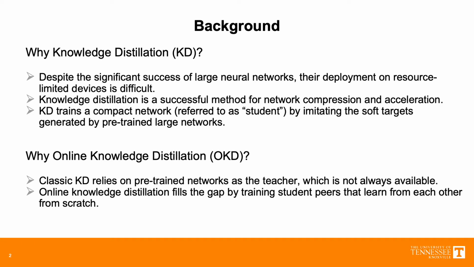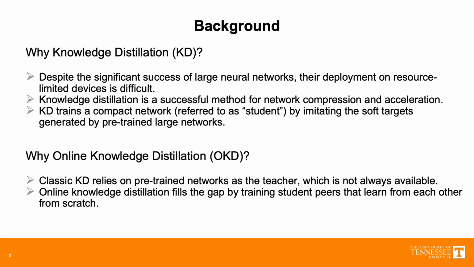Why do we need knowledge distillation and online knowledge distillation? We know neural networks have achieved significant success in a wide range of applications. However, these neural networks are usually huge and their deployment on resource-limited devices is difficult. Knowledge distillation has been proved a powerful method for network compression and acceleration. Knowledge distillation trains a compact network, referred to as student, by imitating the soft targets generated by pre-trained large networks.